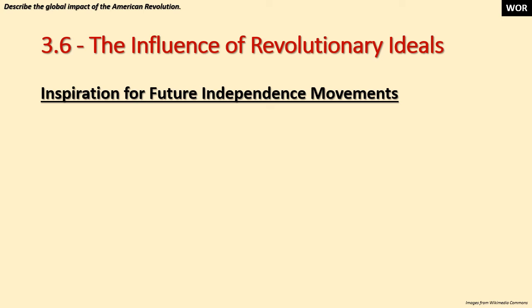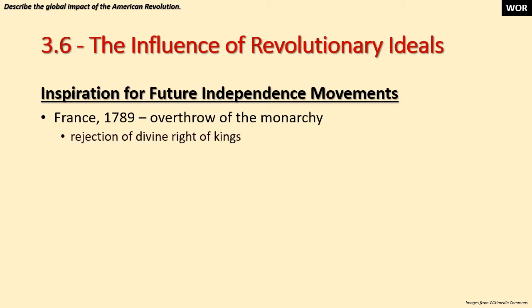And finally, on a global perspective, the influence of revolutionary ideals is going to be an inspiration for future independence movements, both during this time period and really for decades and centuries to come. Most directly, it is going to be an inspiration for the French Revolution starting in 1789, where they will overthrow the absolute monarchy of King Louis XVI. This represents for France a rejection of the divine right of kings and a movement towards this republican government that the United States is really espousing.